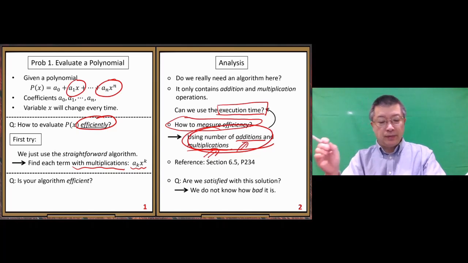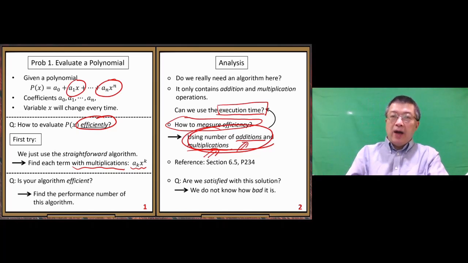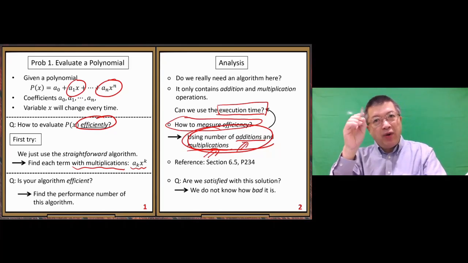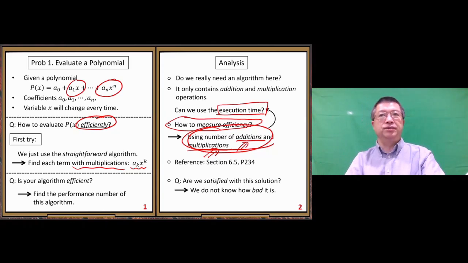All right. Now we set our next step objective. Next step, we need to do something objective: find the performance numbers of this algorithm, specifically the number of additions and the number of multiplications. So that's the next step we need to do.